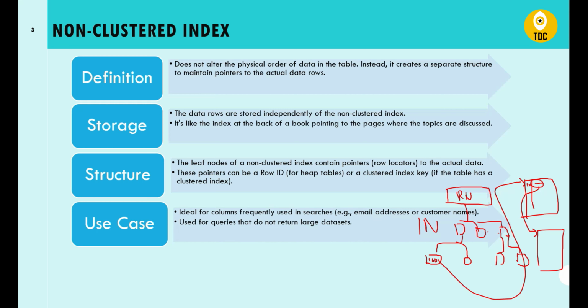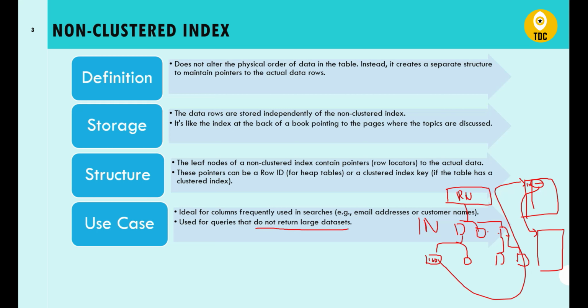It is ideal for cases where you have columns frequently used in searches, for example email address or customer names. You give a select star from employee where employee name equals something, and in that case it can be used, and you make employee name or customer name a non-clustered indexed column. It is used for querying that does not return a large data set.